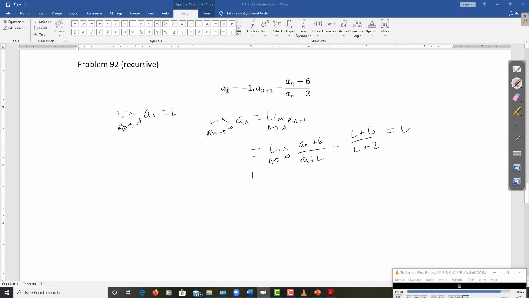So since that's true, you can basically just solve the equation. L plus 6 equals L squared plus 2L. So 0 equals L squared plus L minus 6. So (L plus 3)(L minus 2) equals 0. L equals negative 3 or positive 2. There is no possibility of it being the negative one, just from the work we were doing because of the addition, so it is 2.